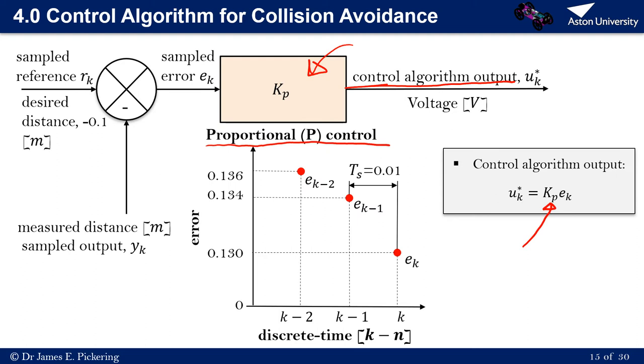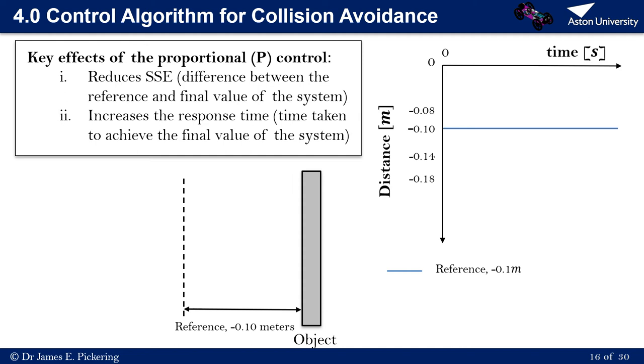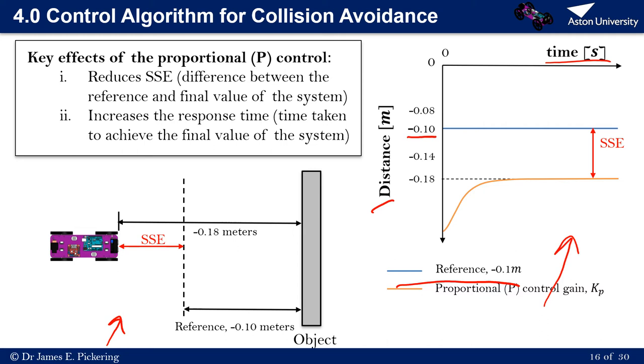So on this slide, we can see the effect of the proportional control gain on the performance of the car. Here is a graph showing time versus distance. You can see the reference in the legend, minus 0.10. You can also see an illustration with an object and the reference, which is minus 0.10 meters behind. So what I'm going to do initially is introduce just a proportional control gain Kp.